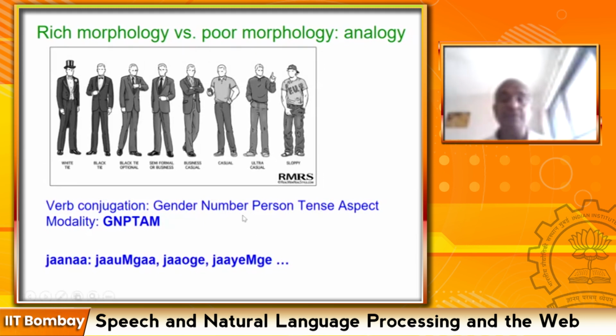So for these 6 factors, almost universally all verbs change their form depending on how rich the language is with respect to morphology. So these situations are like lunch, dinner, breakfast, or meeting the governor, or going to the sea beach. All these factors are situations for us. So if I take the root word jana, it transforms to jaunga, jaoge, jayenge, etc.